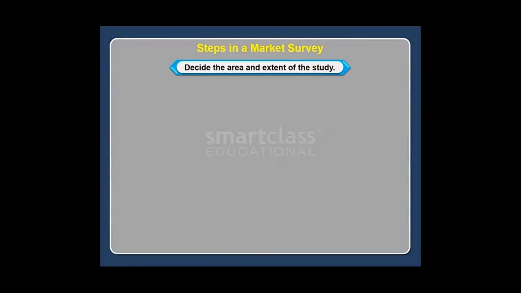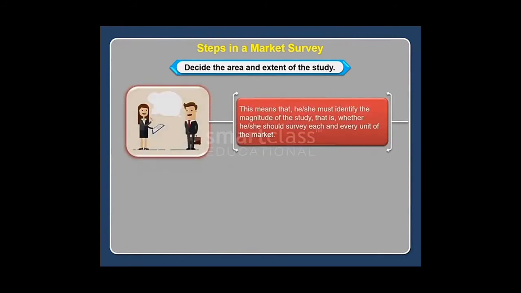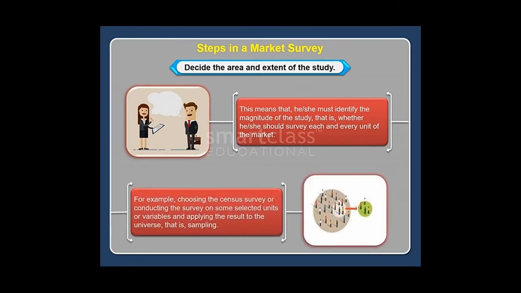Decide the area and extent of the study. This means that he or she must identify the magnitude of the study, that is, whether he or she should survey each and every unit of the market, for example, choosing the census survey, or conducting the survey on some selected units or variables and applying the result to the universe, that is, sampling.